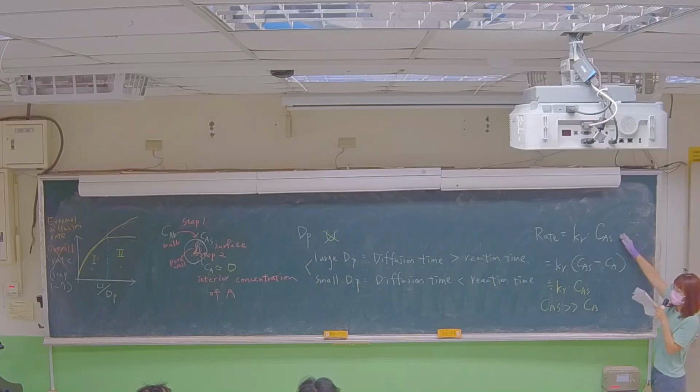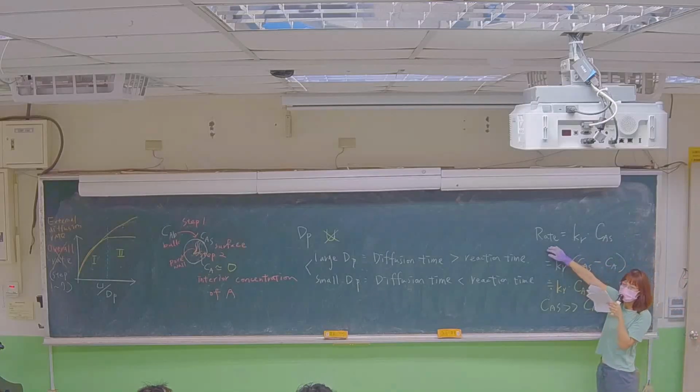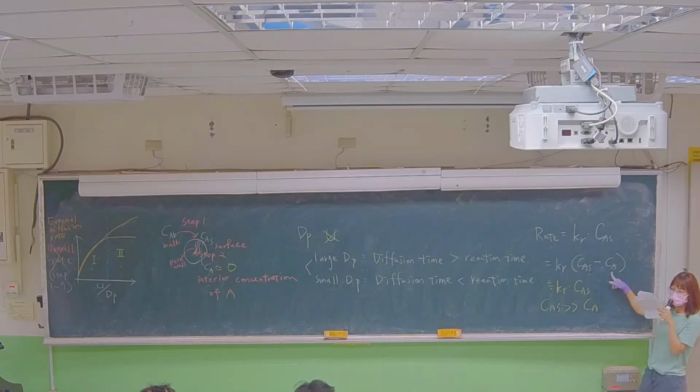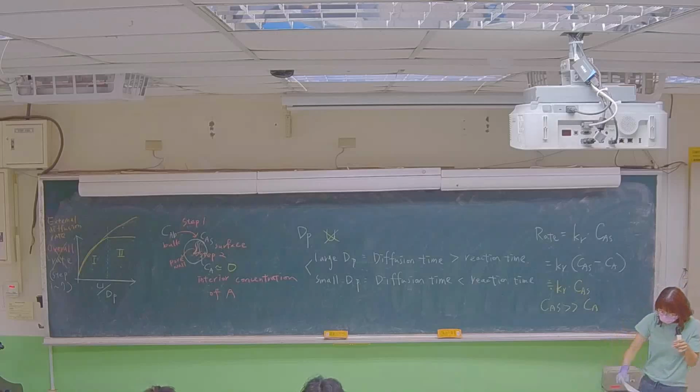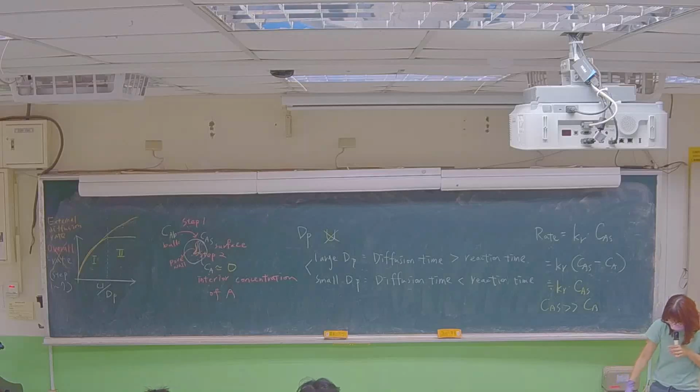The rate is proportional to the concentration difference. Right, concentration difference. So this is the standard form. However, CAS could be much larger than CA, so the final form is this one. Okay, the most important thing you have to memorize is that for internal diffusion, the only factor to influence it is particle size, dP.